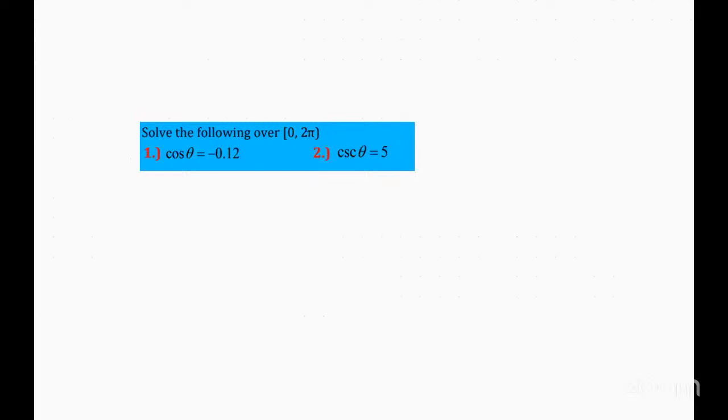Okay. So for number one, you're going to take the cosine inverse. So the cosine of theta equals negative 0.12. To undo the cosine, you would do the cosine inverse, right? The cosine inverse of each side will get rid of that. So theta equals the cosine inverse of negative 0.12.